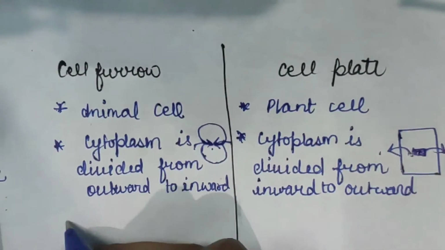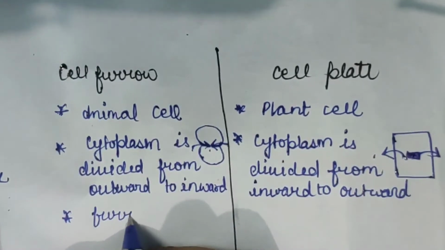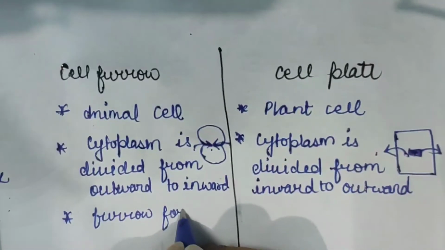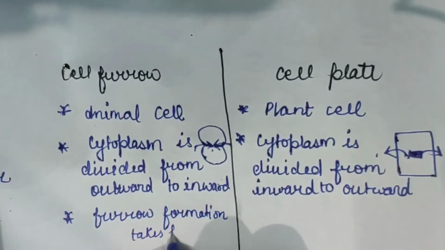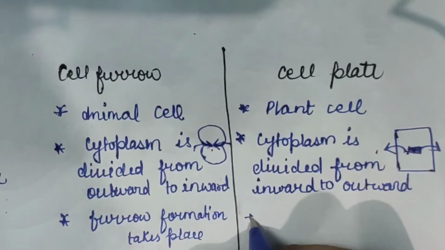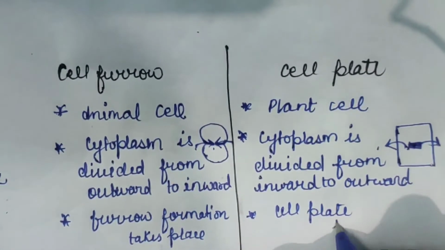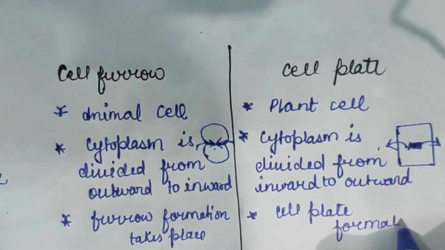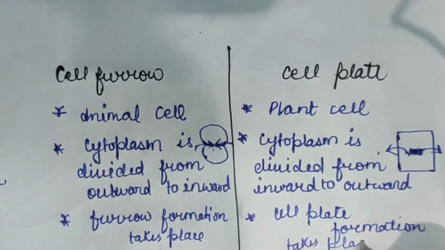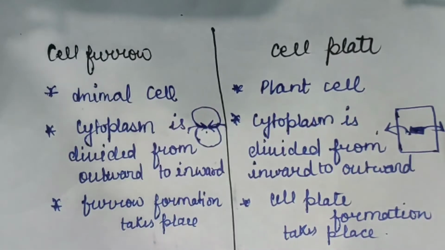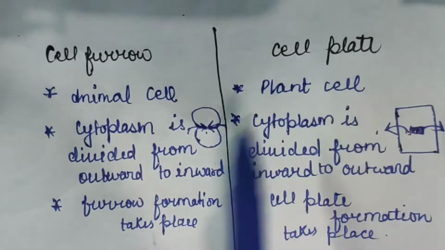Okay, and the third one, which is the very obvious point, that furrow formation takes place in one, where cell plate formation takes place in the other. Clear? So these are all the points which make the difference between the cell furrow and cell plate method.